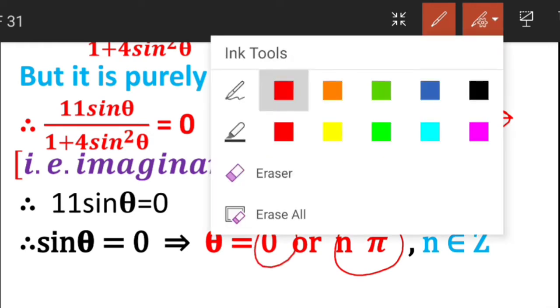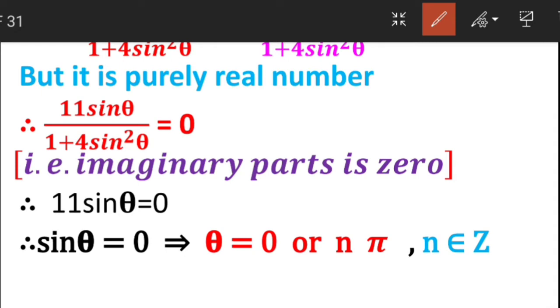That's it. If sin theta is 0, then what are the values of theta? 0 degree or n pi. That's it. Okay.